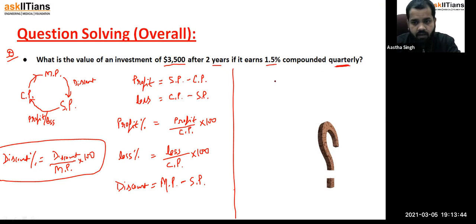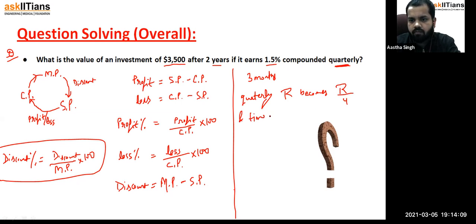Quarterly, it is written quarterly. Quarterly means 3 months. Okay. When we deal with quarterly, your rate becomes r by 4. Okay. And time becomes 4t. Okay.